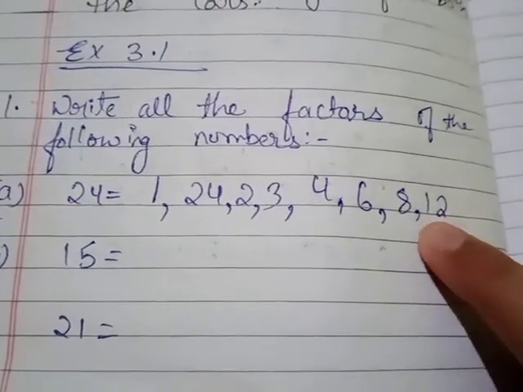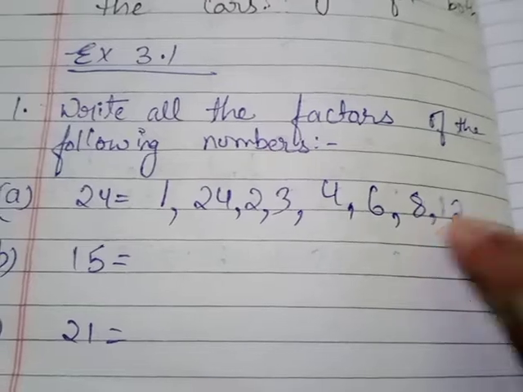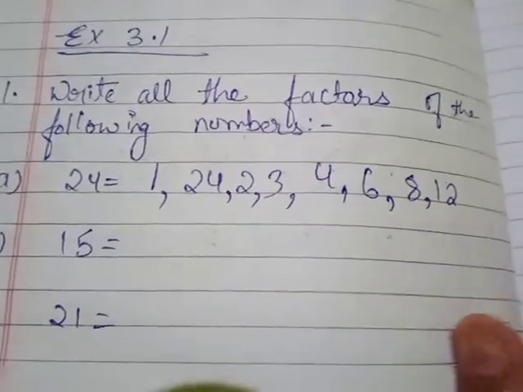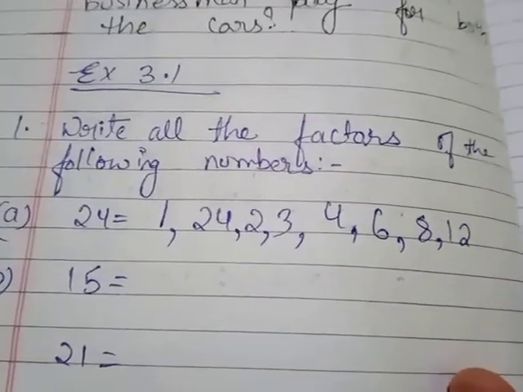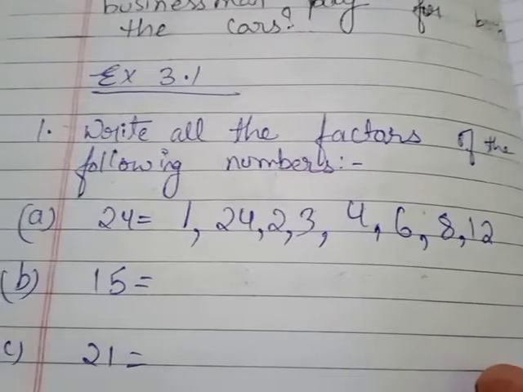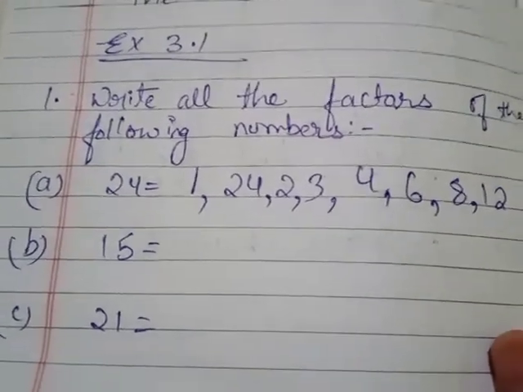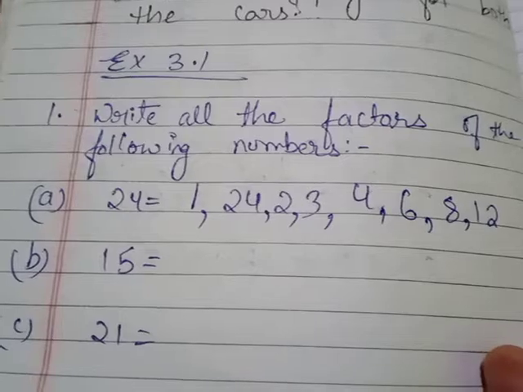And once you get 12 here, 12 plus 12 becomes 24, so no other number will be its factor. Got it? So 1, 2, 3, 4, 6, 8, 12 and 24 are the factors of 24. I hope it is clear to all of you.